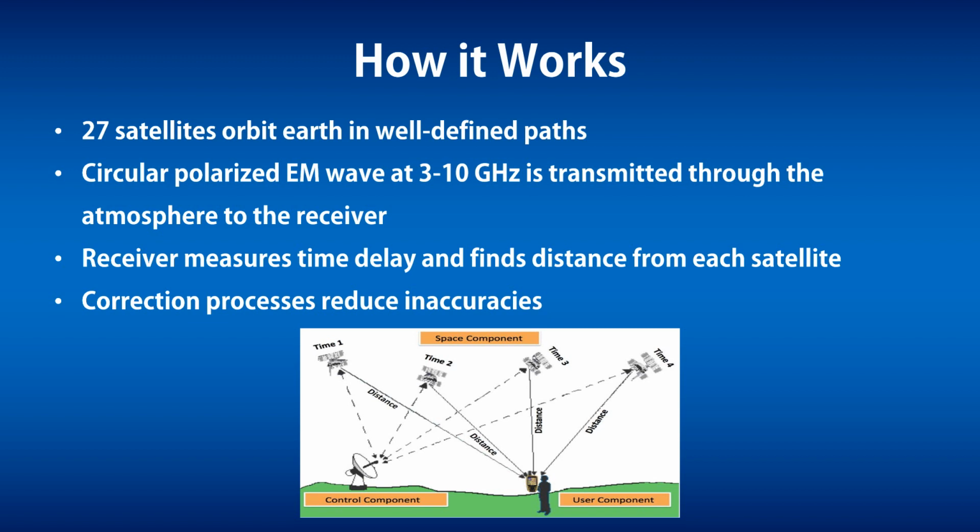Circular polarization is needed due to the magnetic field that surrounds Earth. If the wave were linearly polarized, the wave would be altered as it passed through this field. Circular polarization prevents this effect.